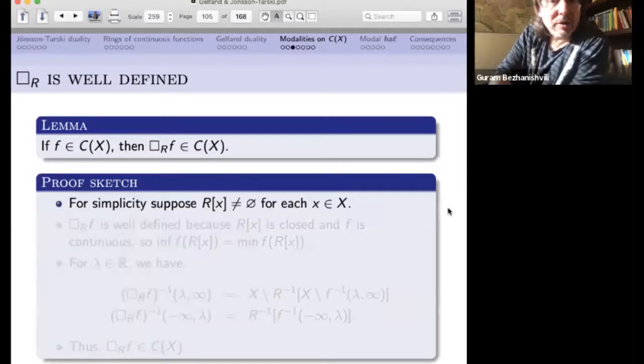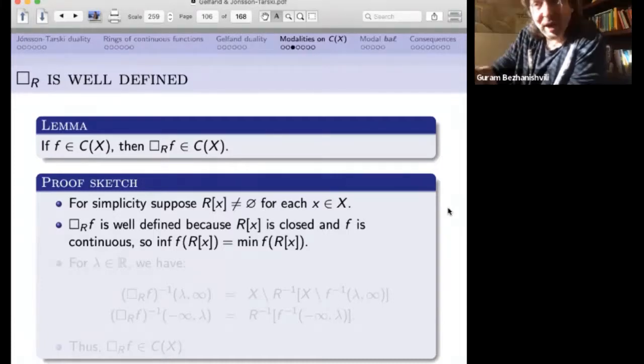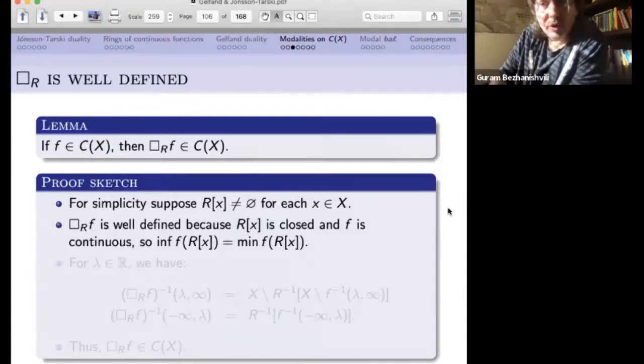So now here's a proof sketch. I'll do it very quickly, of why this box R is well defined and why it produces a continuous function. Well, compactness is essential here, right? Because R(x) is closed, so it's compact. So the infimum will be attained on this set, and the infimum is simply going to become a minimum. And so then we're well defined.